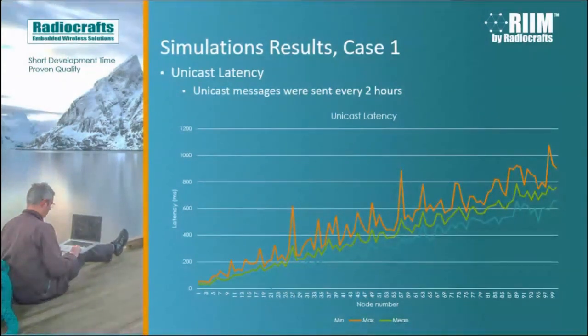the more hops it takes to reach the border router, the more the latency is. But still, the average latency for the furthest node is less than 1 second, which is pretty impressive for 20 hops.